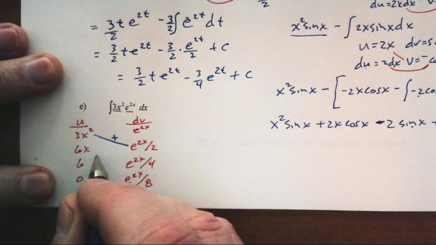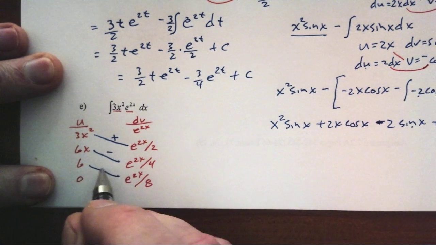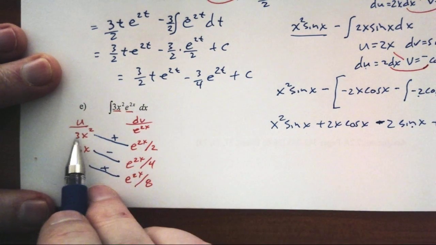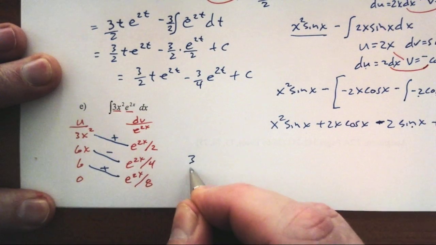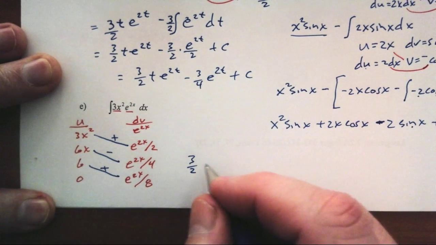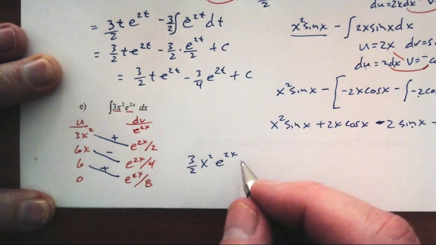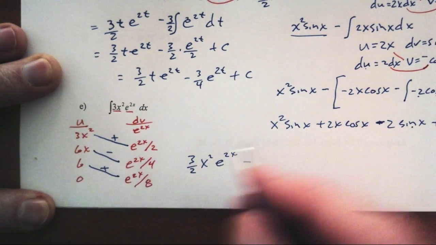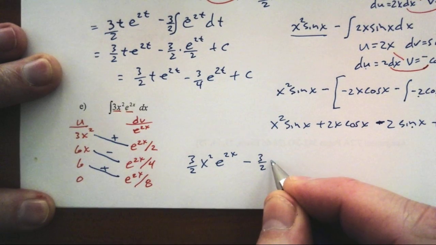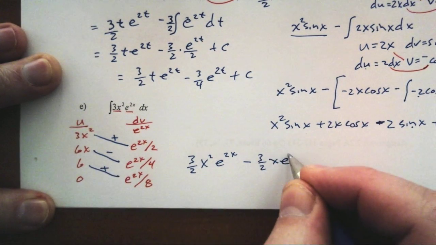So our answer, if I go ahead and do this, is going to be the positive version of this, the negative version of that, and the positive version of this. How neat is this? I got a 3 times a half, 3 halves. I've got an x squared, and I've got an e to the 2x. I've got a minus, it's all minus. I've got a 6 on 4, that's 3 halves. I've got an x, I've got an e to the 2x.